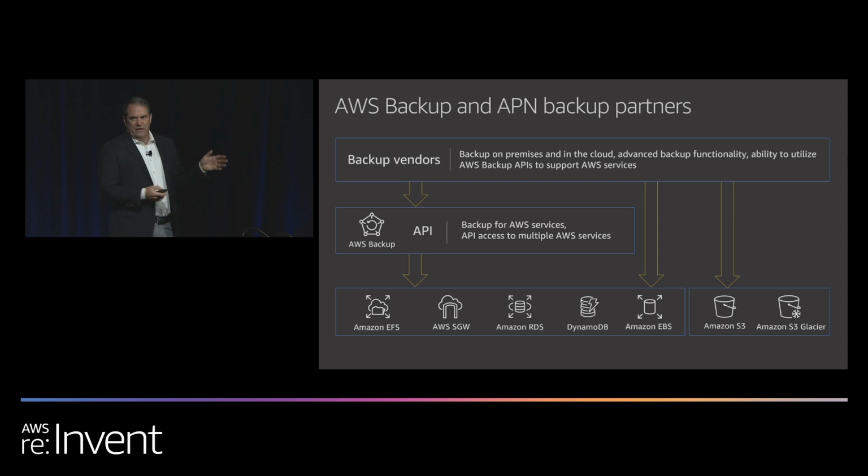So a great example of that is EFS. AWS Backup supports EFS. EFS had not had its own native data protection capabilities prior to AWS Backup coming online. Now we have partners who are building support for EFS through the AWS Backup APIs.